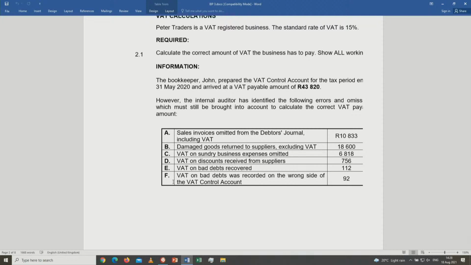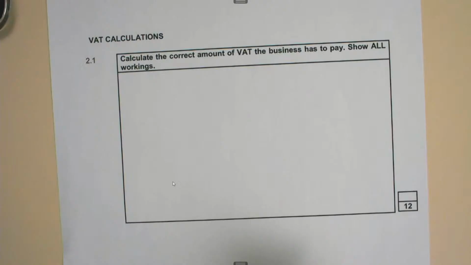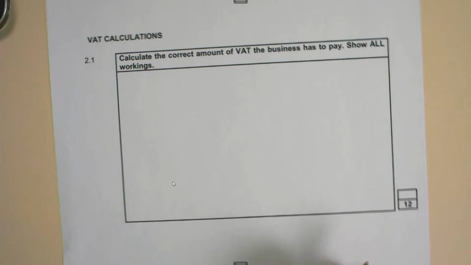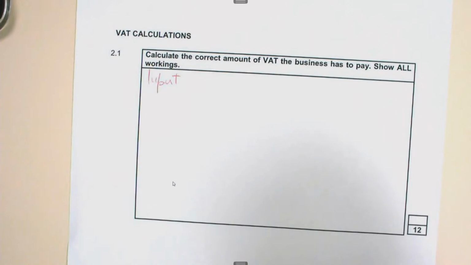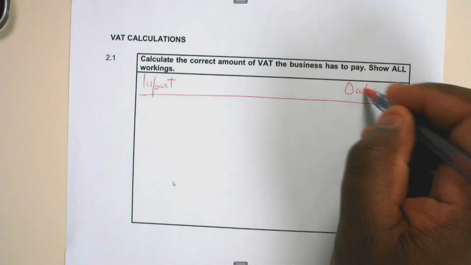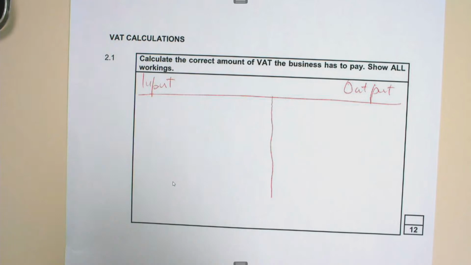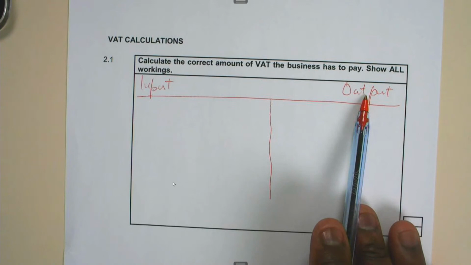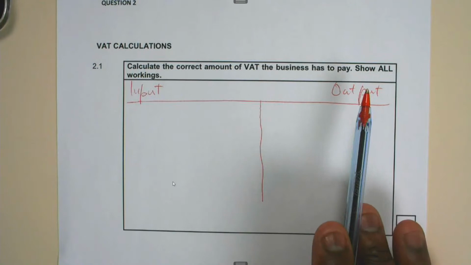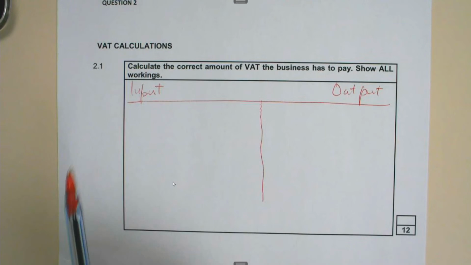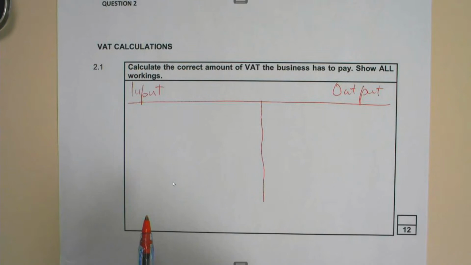Now, let us look. The first thing now, remember I said to you, we'll use the T account, but it is very important that you know that your input VAT is on the debit side and your output VAT is on the credit side of your T account. Now, your input VAT, when do we charge input VAT? We charge input VAT whenever the money went out of the business or the business has incurred some expenses, right? And then when do we charge output VAT?